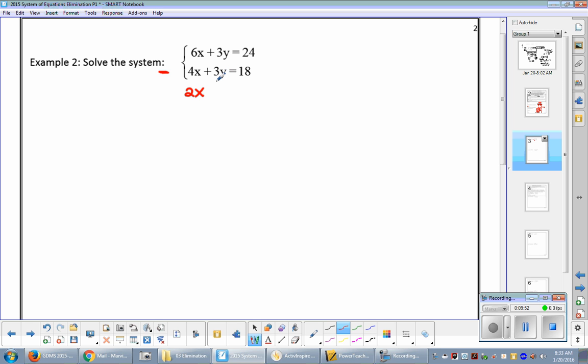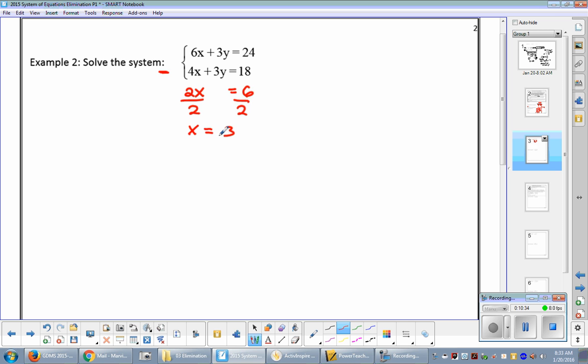From the word elimination, we would like to eliminate our variable. So 3y minus 3y is 0. Now what's 24 minus 18? 6. Then we divide 2 on both sides. We'll get x equals 3. So we already have the x value. Now we can just use the first or second equation. Which equation do you want me to use? Second one. Okay, maybe because we have smaller coefficients.